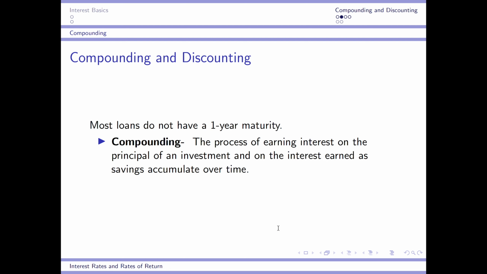But most loans don't have a perfect 1 year maturity date, and that's where the topic of compounding interest comes in. Compounding is just the process of earning interest on the principal investment and on the interest earned as savings accumulate over time.